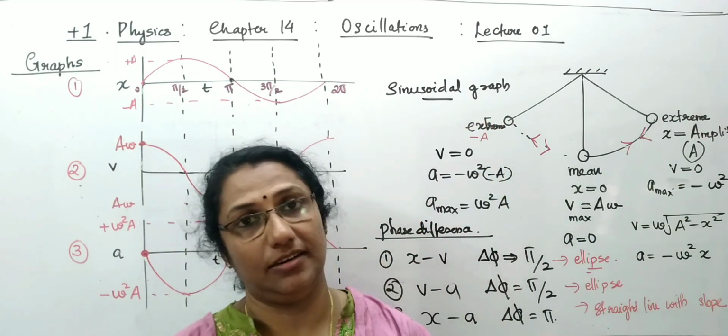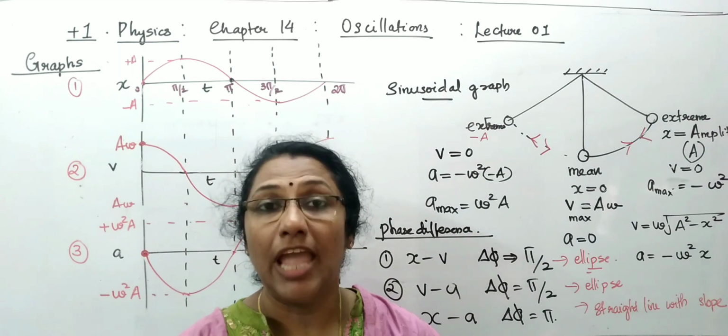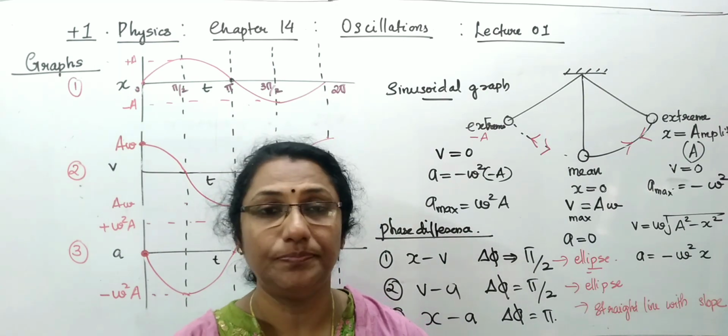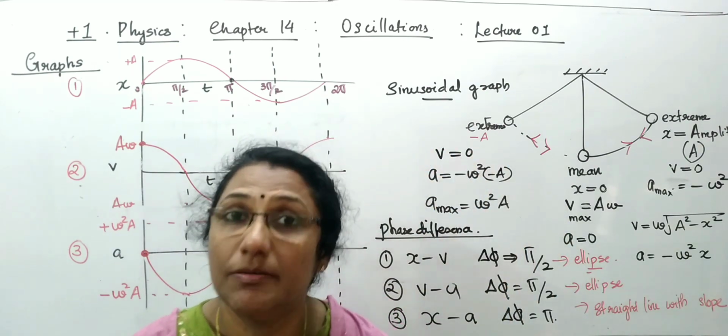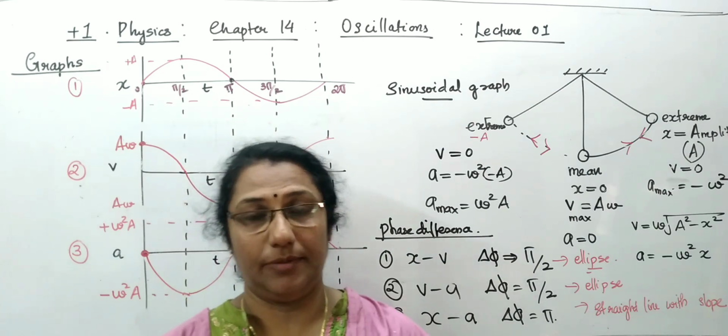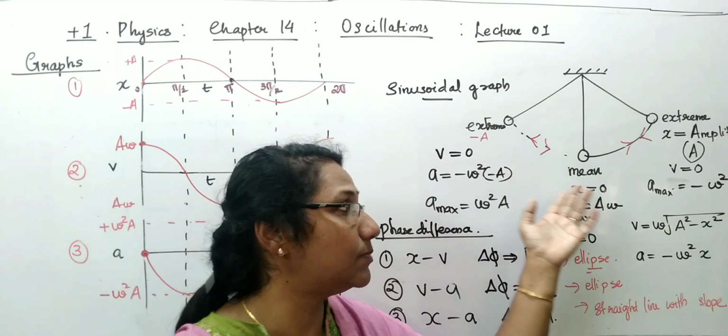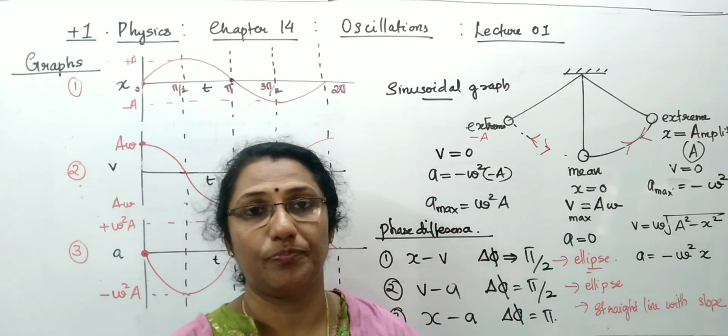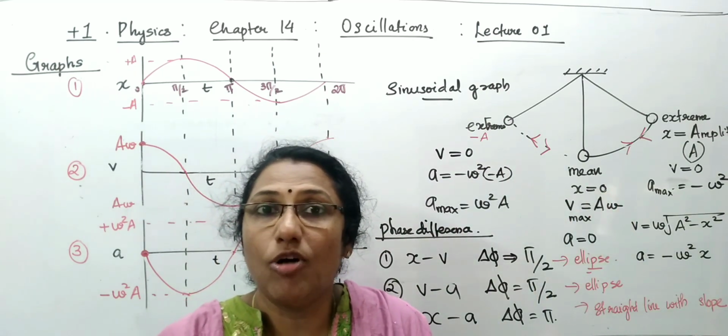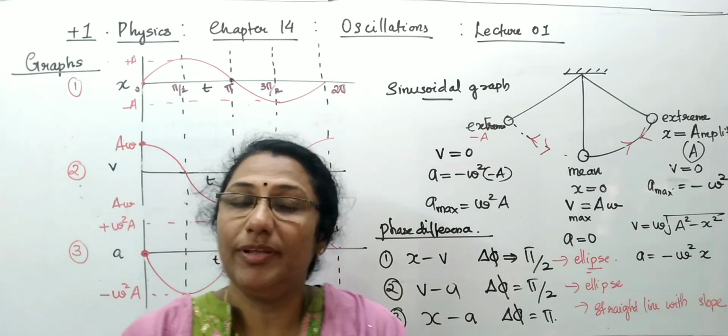And when it moves towards the left extreme end, what happens? The displacement increases, isn't it? At the left extreme end, the displacement becomes maximum and it becomes minus a. Returning back to the mean position, what happens? The displacement decreases and becomes 0. So this is about the displacement. So what will be the graph?